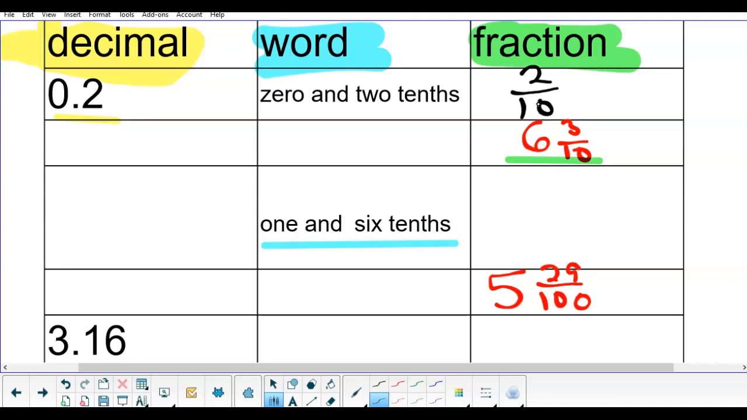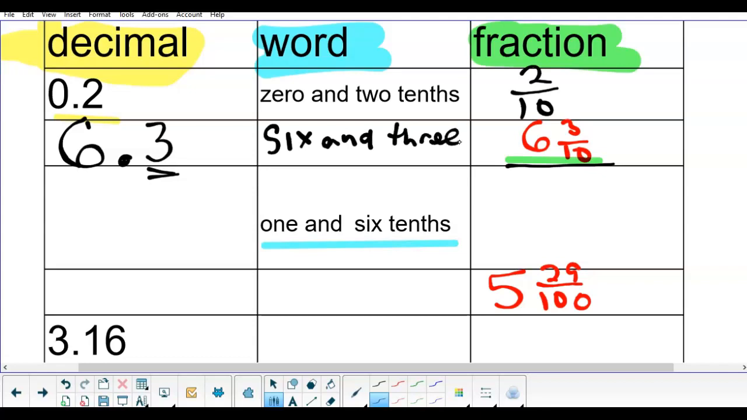Okay, now when I look at the next one, I notice that they gave me the fraction. In this case, it's a mixed number. 6 and 3/10. 3 is in my tenths place, so that's good. And then I would write it 6 and 3/10.